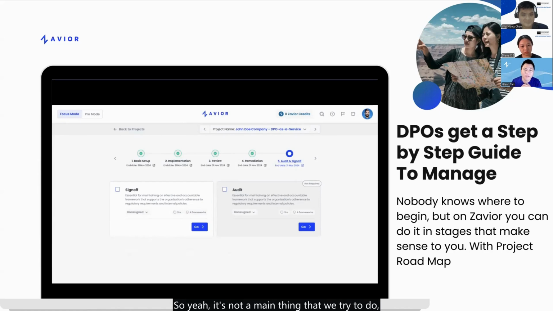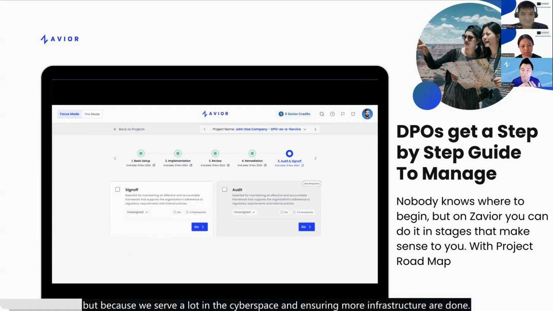So yeah, it's not a main thing that we try to do, but because we serve a lot in the cyberspace and ensuring more infrastructure are done. But I think DPO is something that we felt, okay, it affects everybody, every business, every walk of life, right? And data, of course, affects all as well. Yeah, so that's a little bit that I just wanted to share.